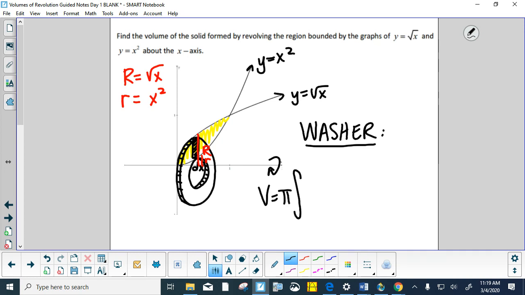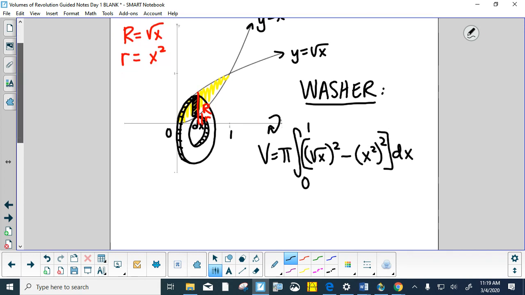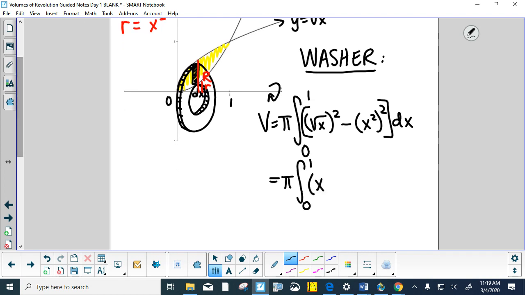And so the formula for a washer is pi times the integral from 0 to 1. We're still going from 0 to 1 here. Of big R squared, which is root x quantity squared, minus little r squared, which is x squared, dx. And on the AP exam, you don't even have to simplify that. You get full credit for the integrand here. But we have to simplify it in order to integrate it. So let's simplify it. We get pi times the integral from 0 to 1 of x minus x to the 4th dx.